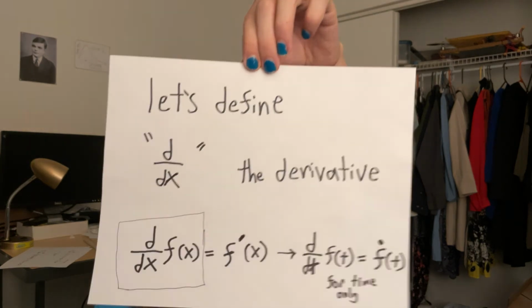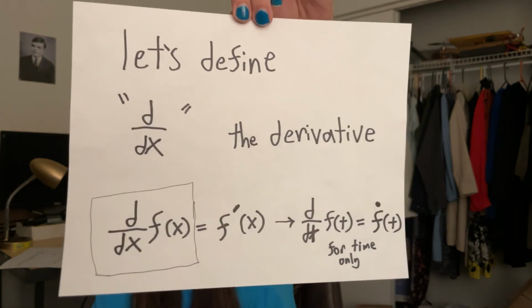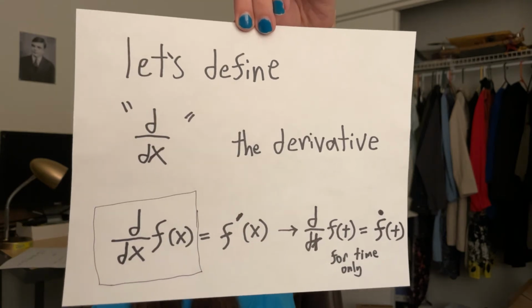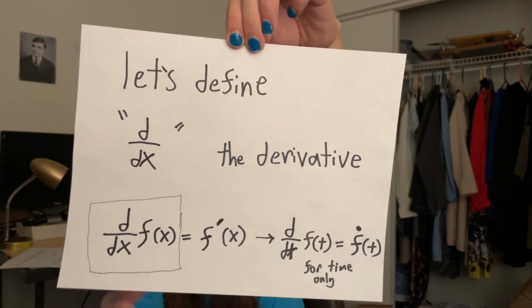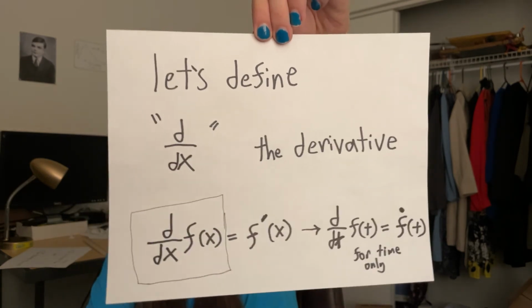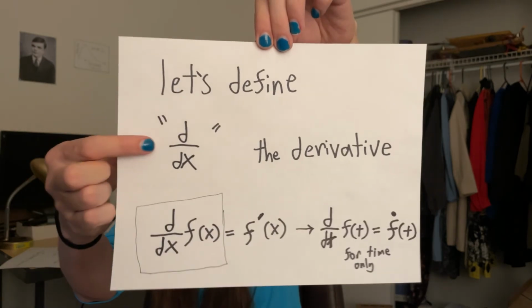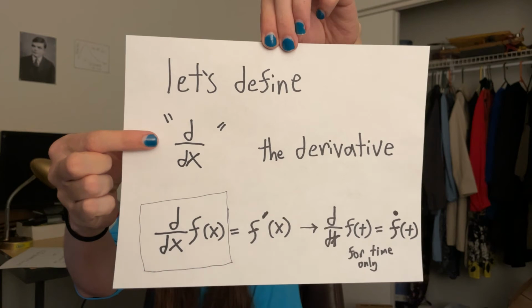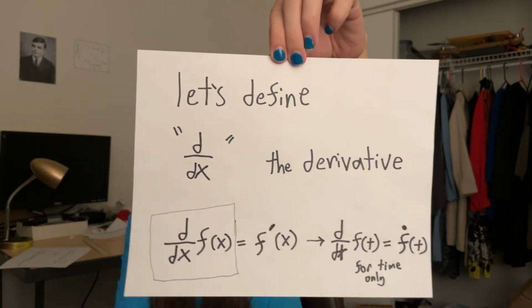So, let's define d by dx and call it the derivative. And we're going to write it in all these different ways, but we're mostly going to write it this way, which is the way that Leibniz wrote it. And it's because it tells us what we are taking the derivative with respect to. We call this taking the derivative with respect to x, or d by dx.